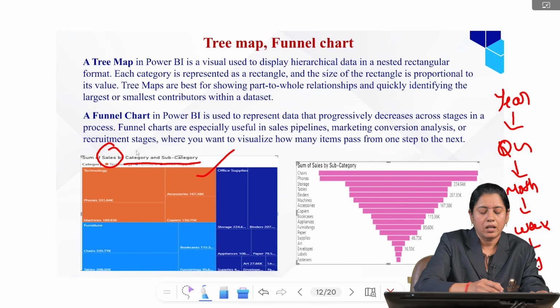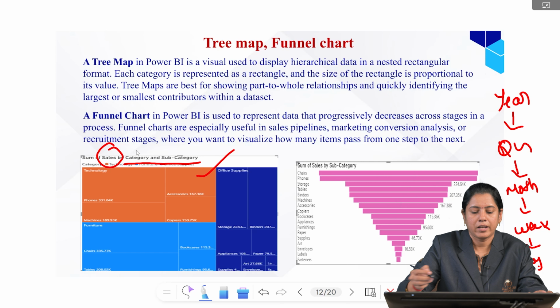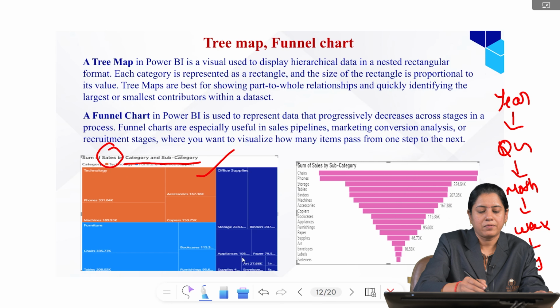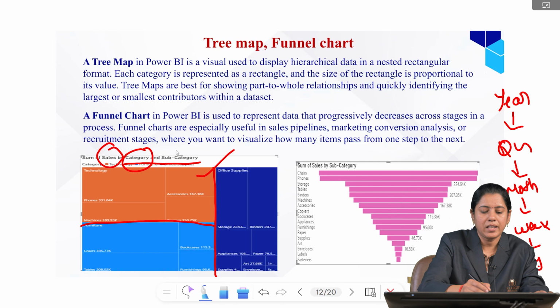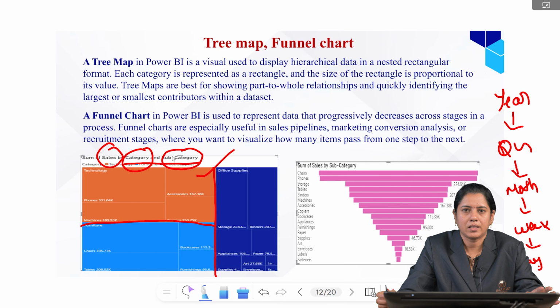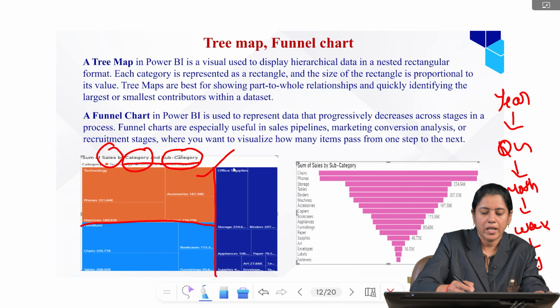This tree map is in a rectangular form. The rectangle is first divided category-wise. First we have 3 categories, so the rectangle is divided into 3 parts. Again, each part is divided into the different subcategories present in that data. For example, here we have different subcategories. Again, they are divided, and so on.